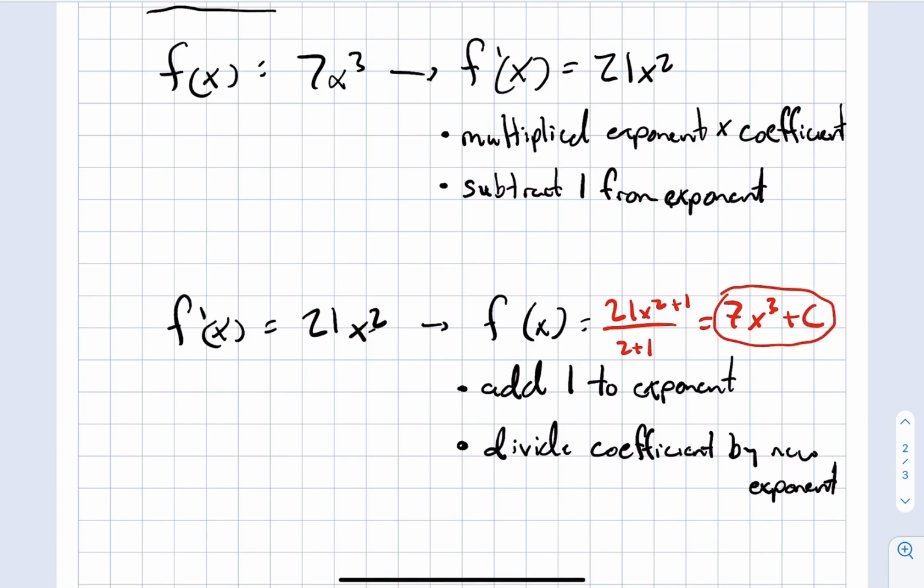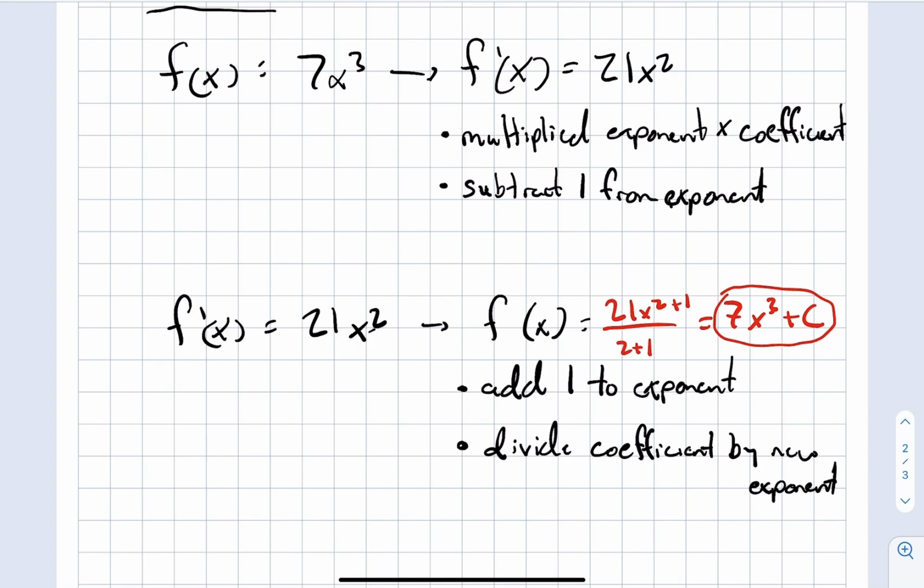You think, well, why do we have to add the c there? Well, that c is a constant of some kind. So it could be an 8, it could be a 12, it could be a negative 1, or it could be 0. And the point is, if we were to take the derivative of this, this 7x cubed would turn into 21x squared. And then whatever the c is, the derivative of that is going to be 0.